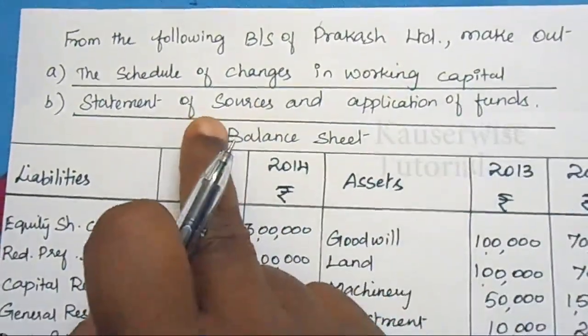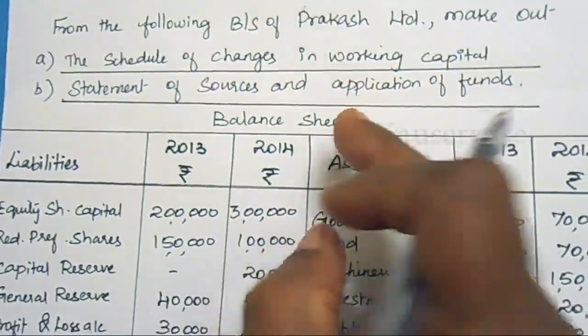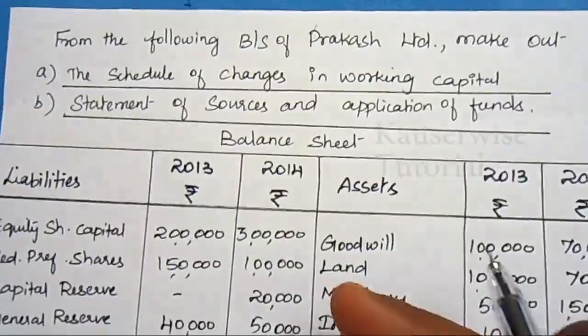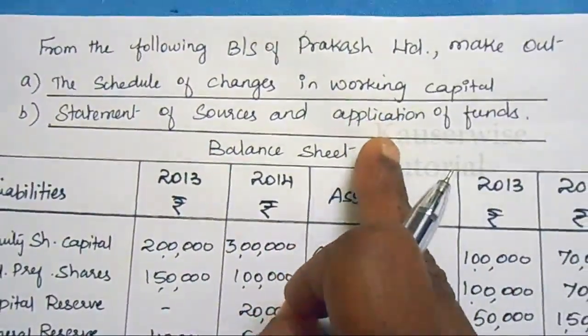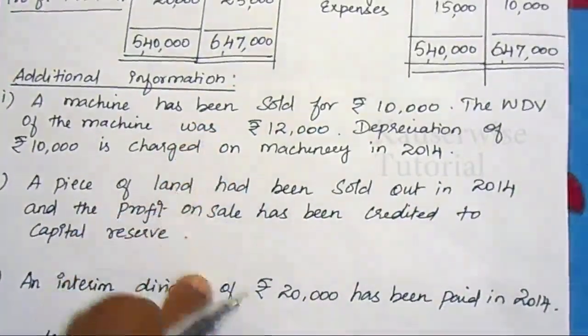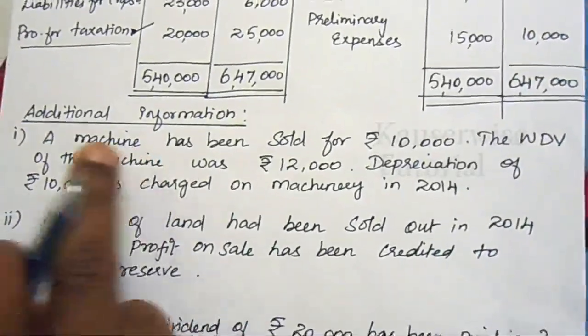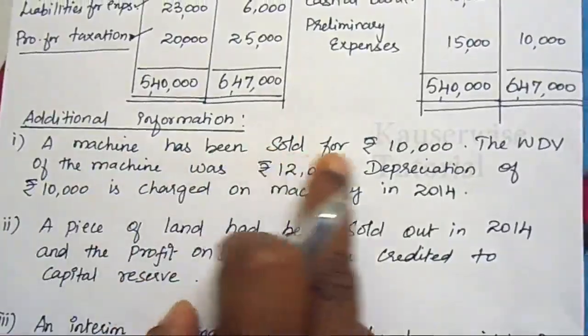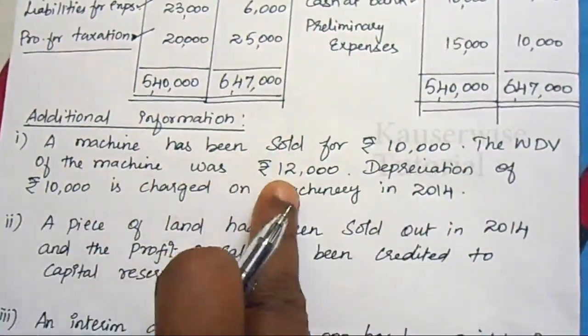Next, we need to prepare sources and application of fund. Before we prepare this, we need to work out and show some working notes. Then only we will be able to prepare the fund flow statement finally. We need to prepare a separate ledger for each adjustment. For the first adjustment, we need to prepare the machinery account. See, a machinery has been sold for 10,000 and the written down value of the machine was 12,000.